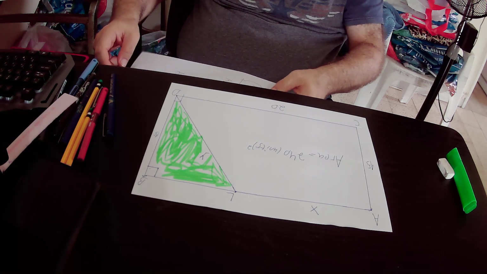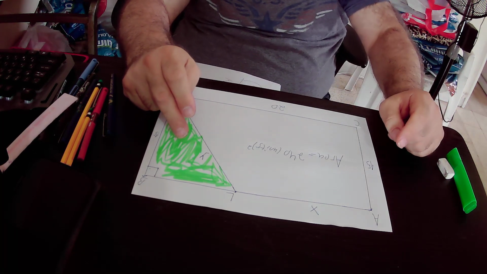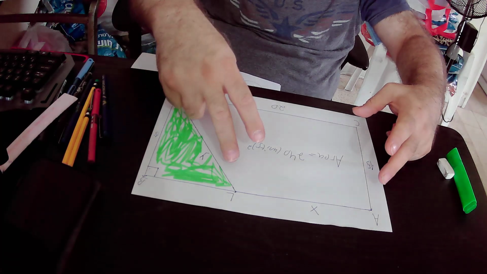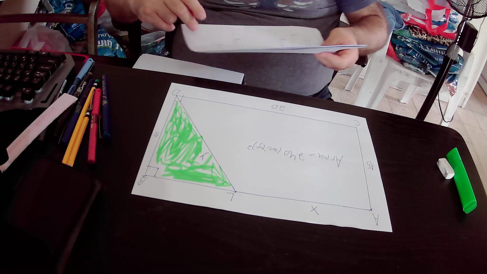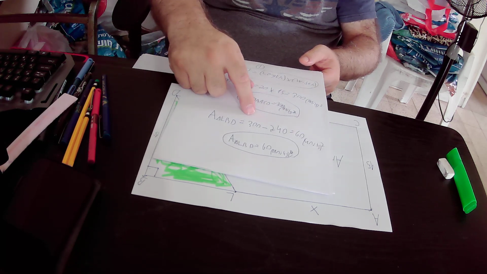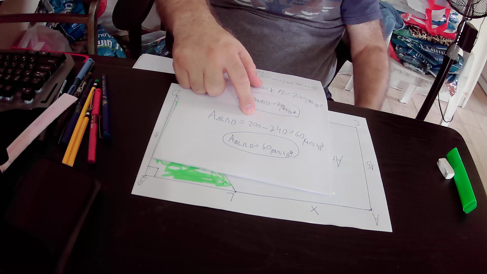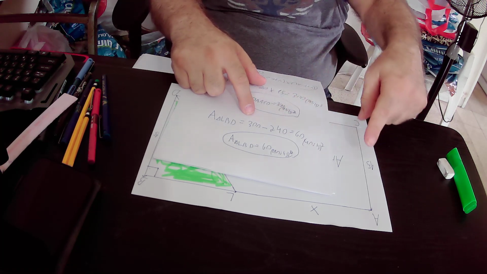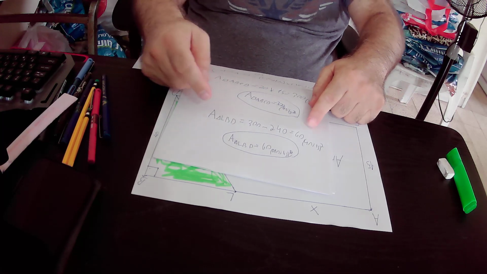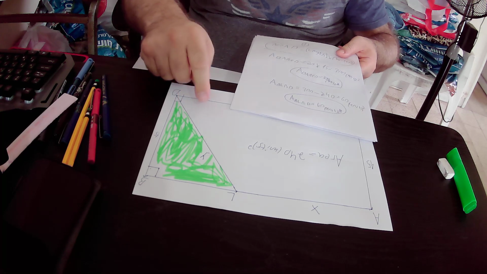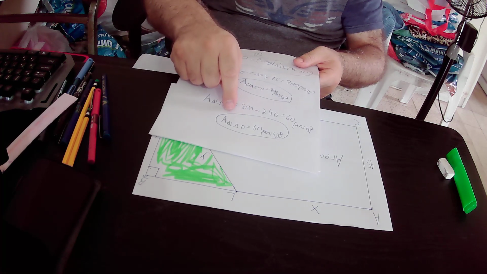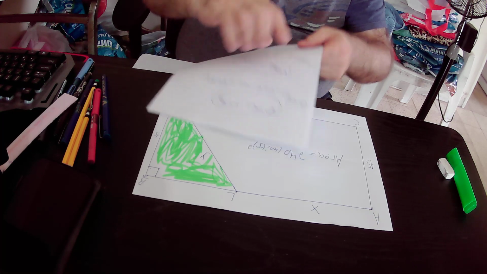The area of the right green triangle will be equal to the area of the rectangle minus the area of the white shape. The area of the right green triangle LBD equals the area of the rectangle, that is 300 units squared, minus the area of the white shape, that is 240 units squared. So the area of the right green triangle LBD equals 60 units squared.